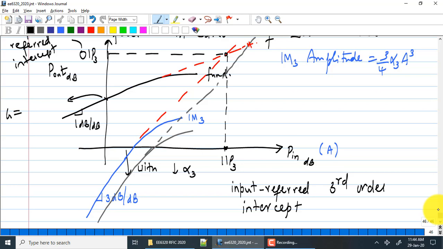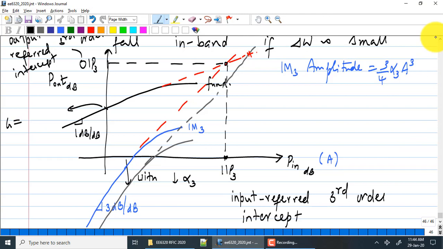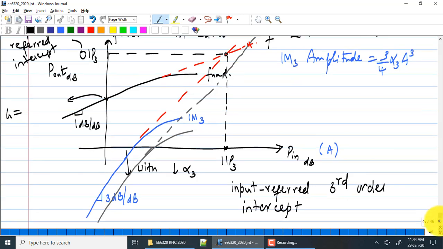Any other questions? Now, the test for IIP3 is now clear. I now put two equal tones into my amplifier, two equal in-band tones. So let me write down the procedure.